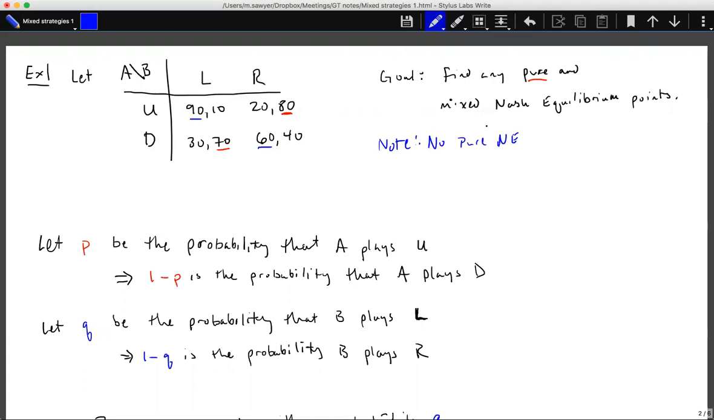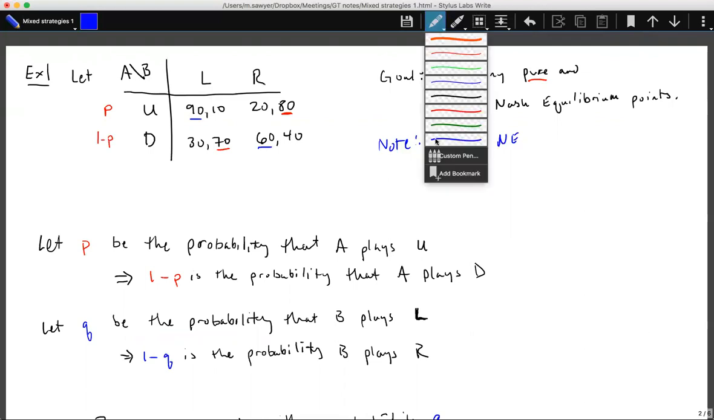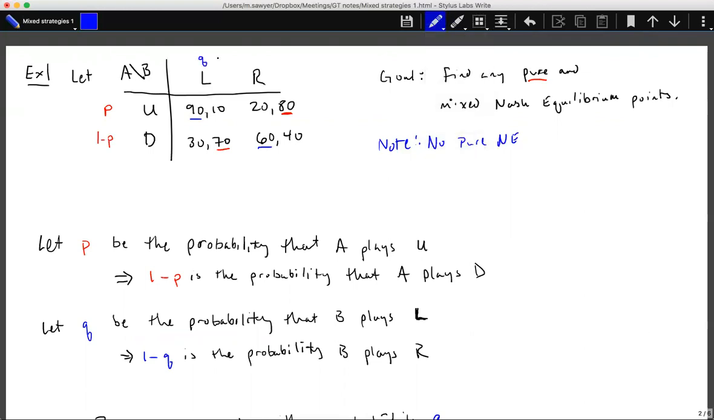But now we can continue and look for mixed strategies, where some percentage of the time we would play one strategy, and some percentage of the time we would play another strategy. So let P be the probability that A chooses to play up, and 1 minus P is the probability that A chooses to play down. And Q is the probability that B chooses left, and 1 minus Q is the probability that B chooses right. We don't know what P and Q are, but we can solve for P and Q with this problem.